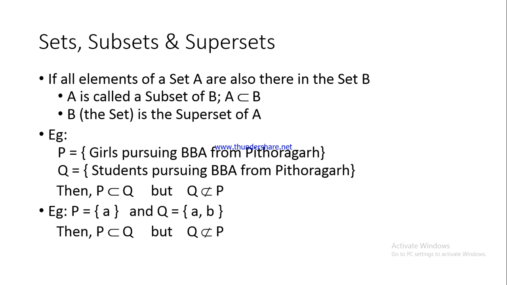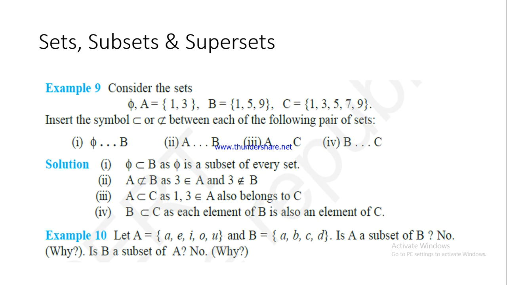Another example we have taken up: P is equal to A and Q is equal to AB. Now you can easily understand that P is a subset of Q, but Q is not a subset of P. So these are some of the examples that you'll have to solve, and hopefully you'd be able to solve them on your own. I would only be discussing the first one, that is example 9.